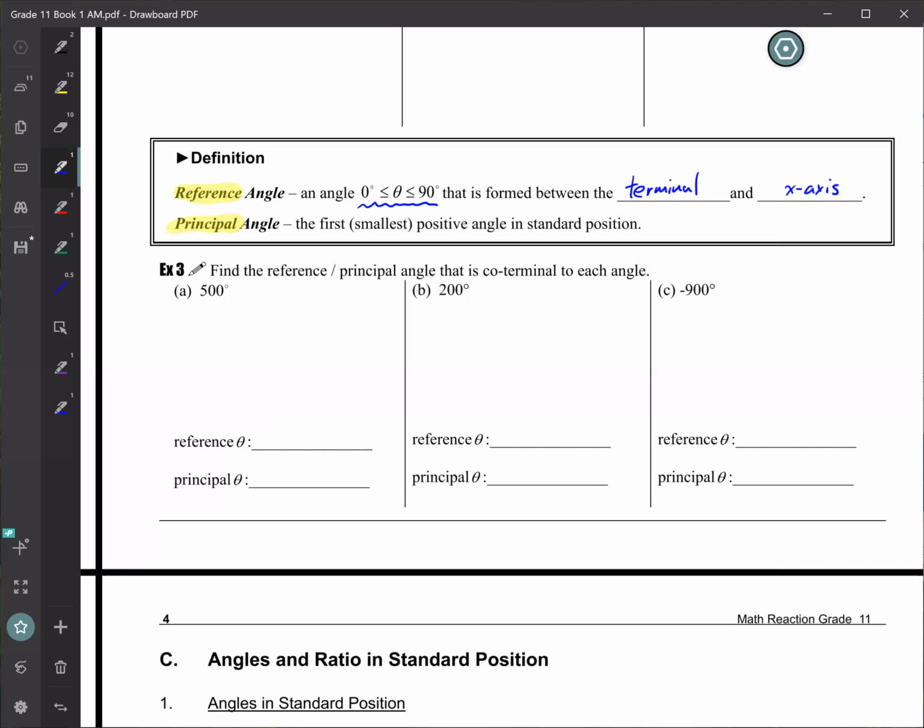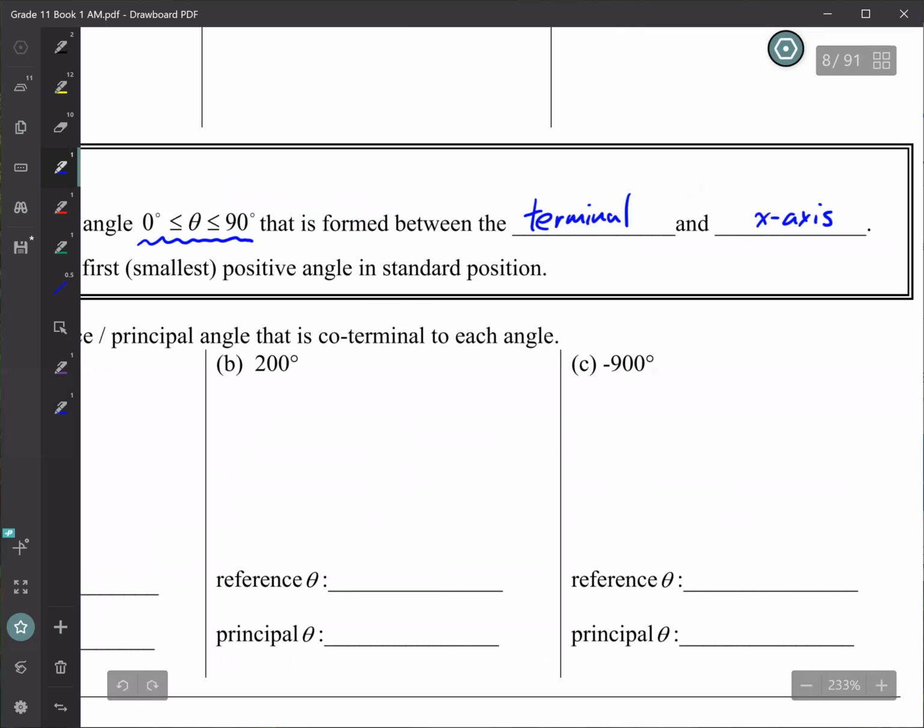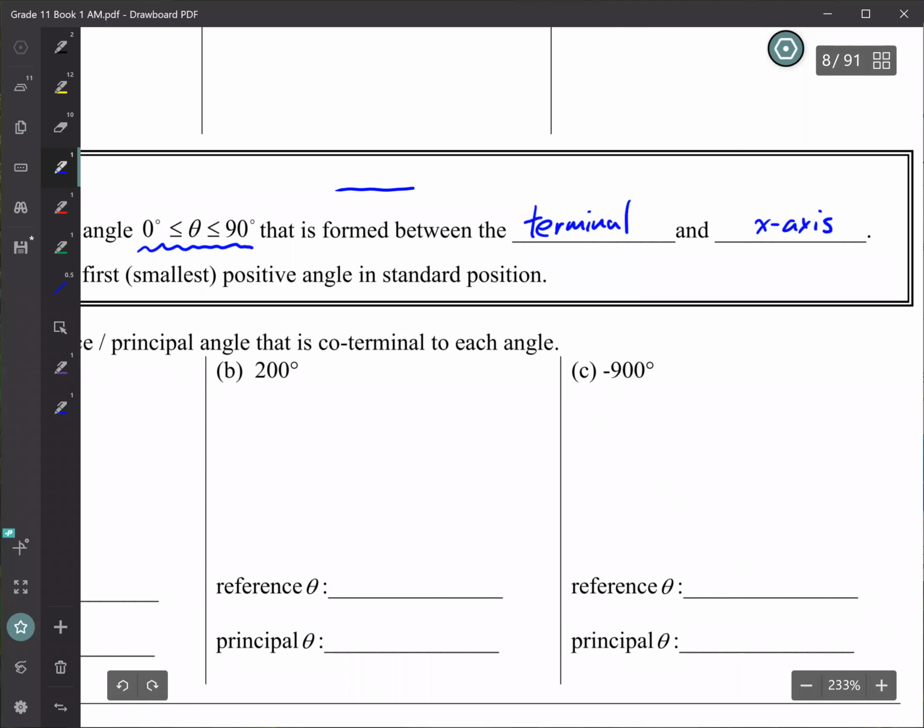Okay, it did not say positive x-axis or negative x-axis, just the whole x-axis. So what that means is if I draw a picture, okay, let me draw a picture here. This one is the x-axis, right? The red one is the x-axis.